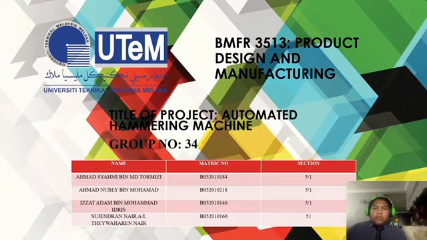We are from group 34 and would like to present to you about our product, which is an automated hammering machine. The group consists of 4 members, and here are the names of our group. My name is Ahmad Nubly bin Mohammad, and I'll be continuing with the introduction.